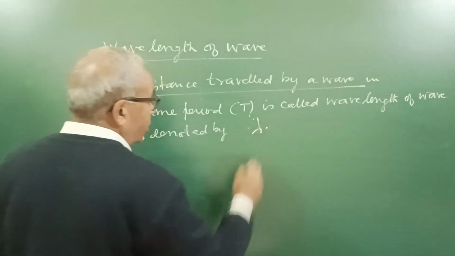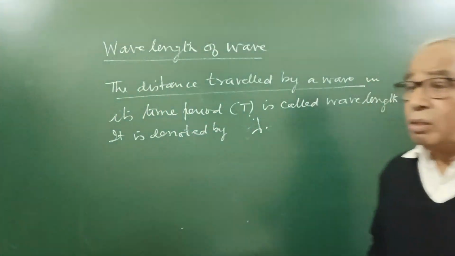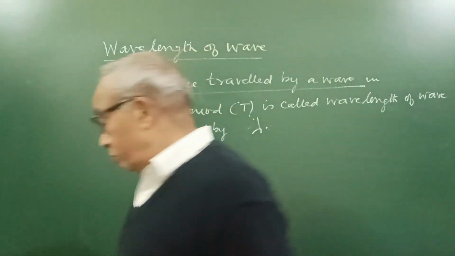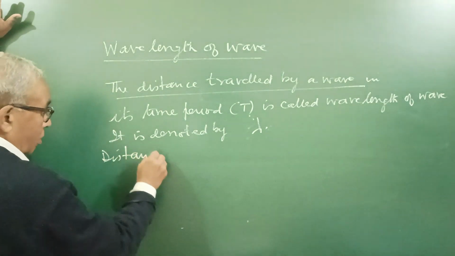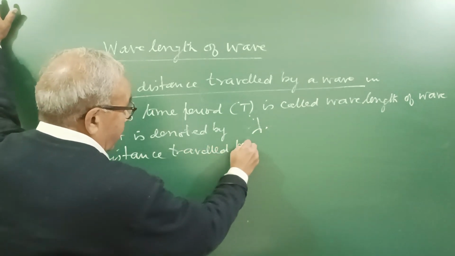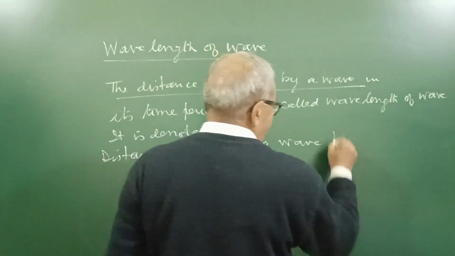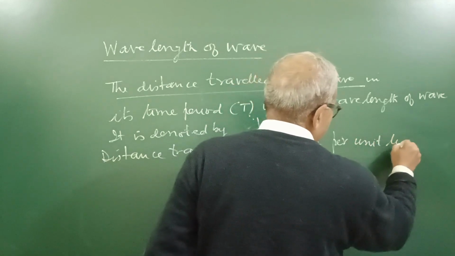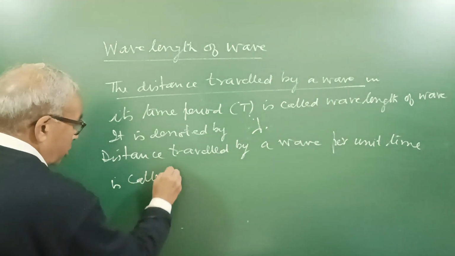Lambda symbol is this. And what is speed of wave? Distance traveled by a wave per second or per unit time is called speed of wave.